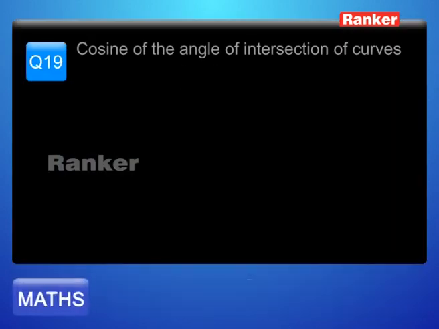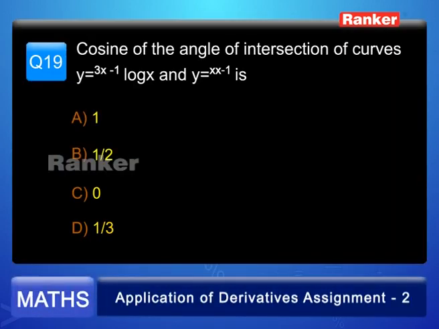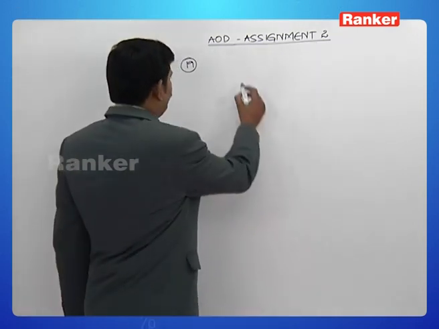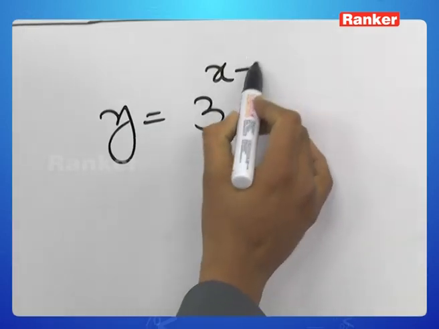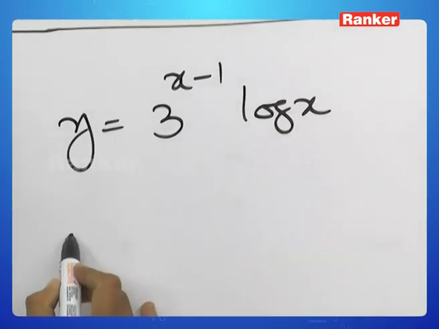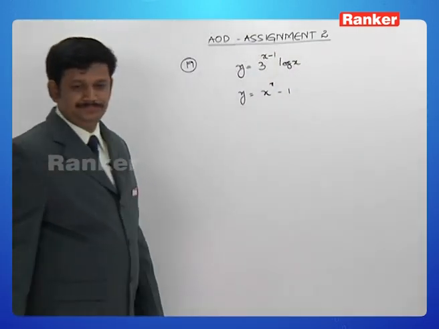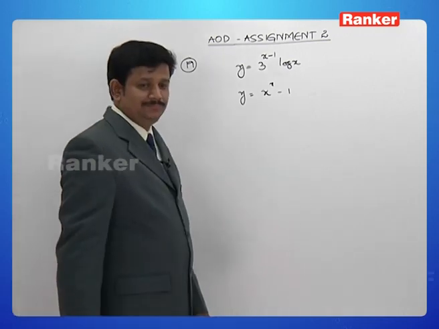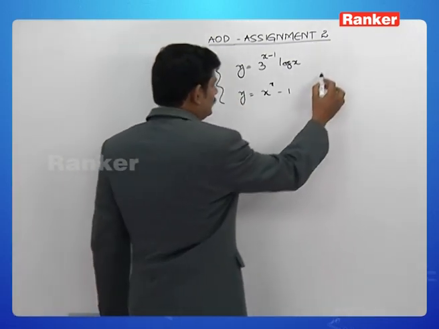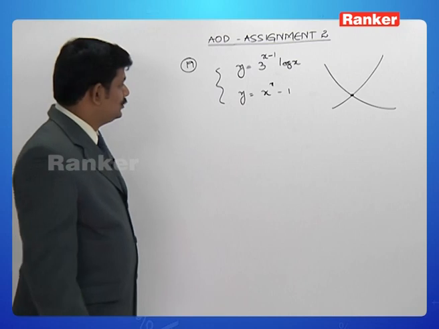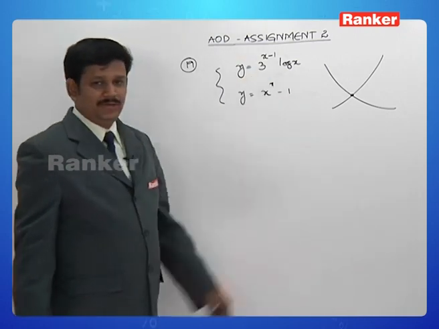Next question, cosine of the angle of intersection of the curves y is equal to 3 power x minus 1 into log x and y is equal to x power x minus 1. We need to find cosine of the angle of intersection of the curves y is equal to 3 power x minus 1 into log x and y is equal to x power x minus 1. Now let us see, to find the angle of intersection between the curves, first we need to find the point of intersection.